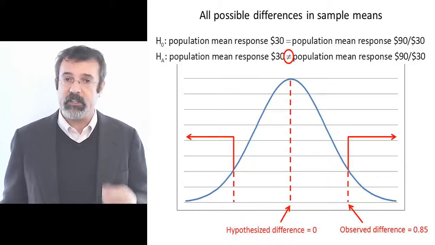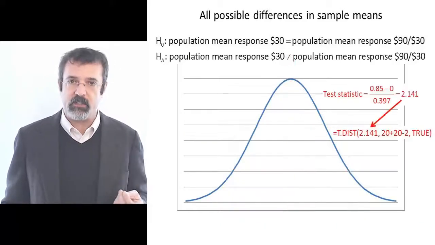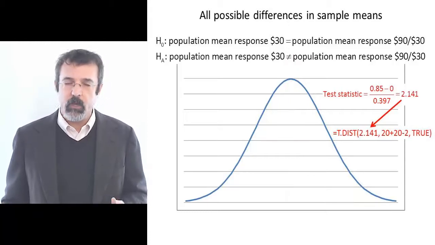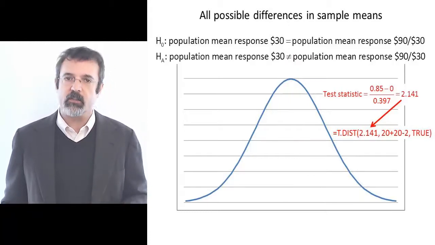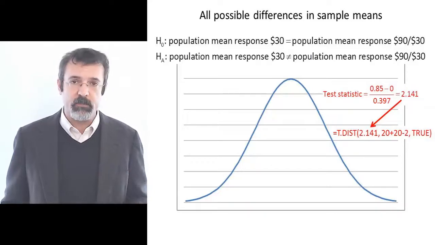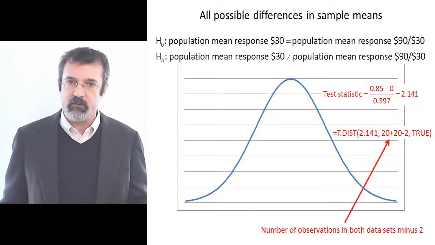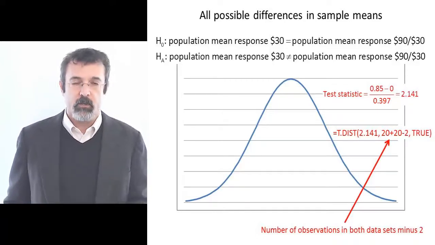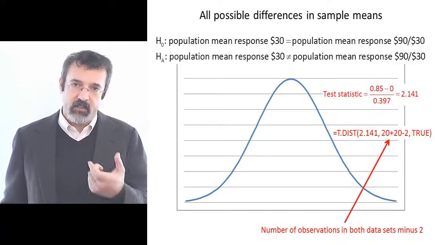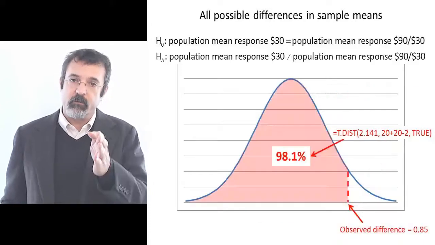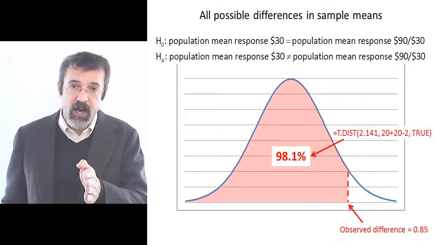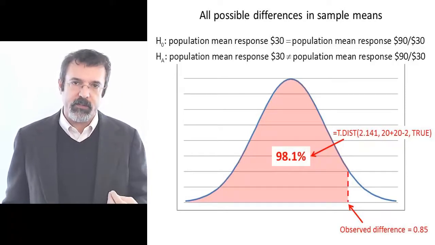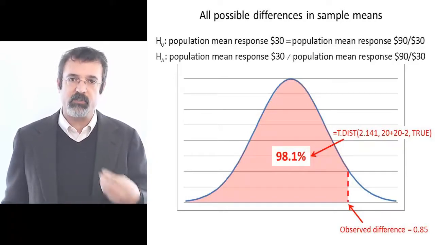The first argument in the t.dist function is our test statistic of 2.141. The second argument is the degrees of freedom. For a difference of means test, the degrees of freedom are approximately the number of observations in the first data set plus the number of observations in the second data set minus 2. The third argument is the word true, and this function returns the area from what we observed, 0.85, to the left, or 98.1%.